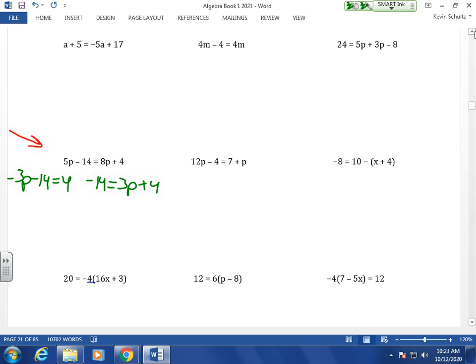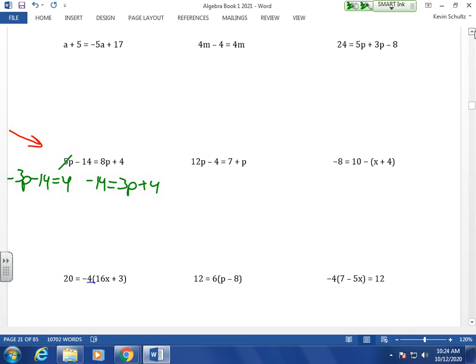Because either you subtracted 8p from both sides to cancel them out from the right side, in which case you have negative 3p over on the left side, 5 minus 8, or you subtracted 5p from both sides to cancel them out from the left side. Don't forget that sign belongs to the 14, right? Negative 14. Then 8 minus 5 gives you positive 3p over on the right side. Everyone good?